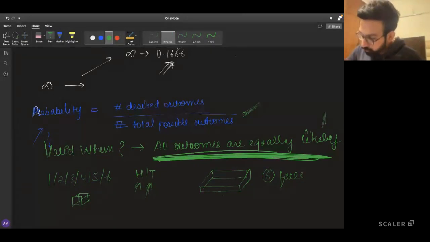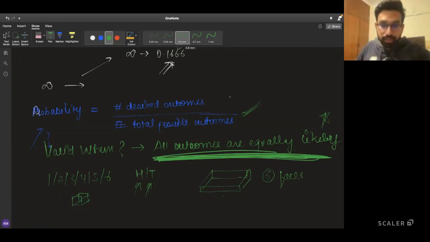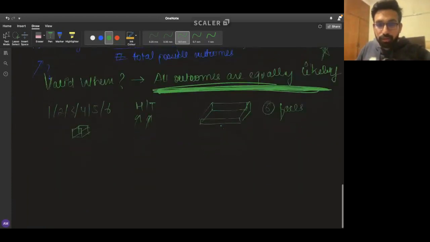All right. I think I'll just use a thicker pencil. I don't know if it is visible or not properly.